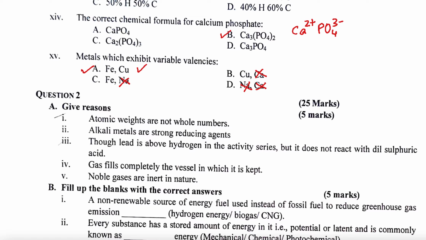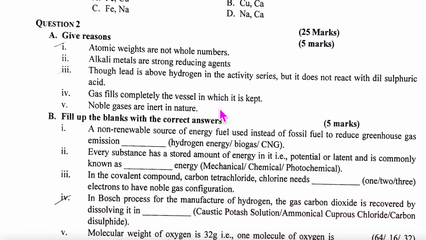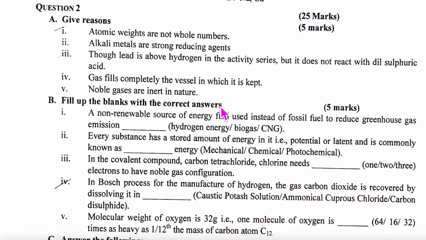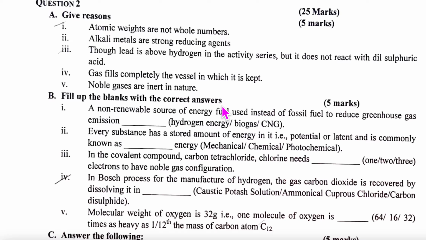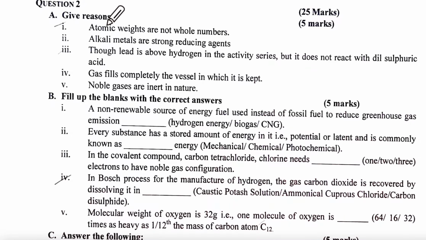How is it? Good. Now, out of these 15, how many marks would you get? Even without studying, you have to mark these and you have to keep them ready. Give reasons. Atomic weights are not whole numbers. This is the learning work, correct? Again, alkali metals are strong reducing agents. We've already written these, so this is learning work.